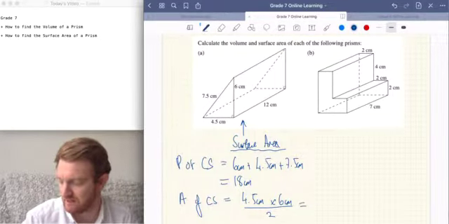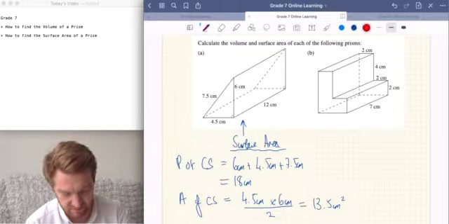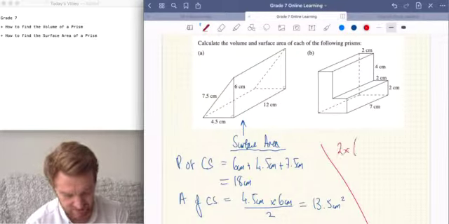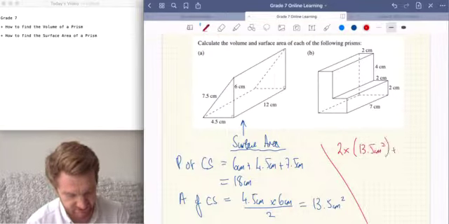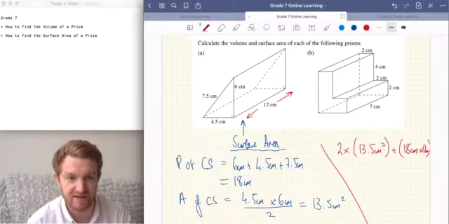Let me just check that while I'm a bit concerned. I don't want to make a mistake on the video because then you can all see it forever. Yep, 13.5, I was right. And then we can use our formula. We say 2 times the area of the cross section plus the perimeter of the cross section times the depth, that's this one here. Running out of space.